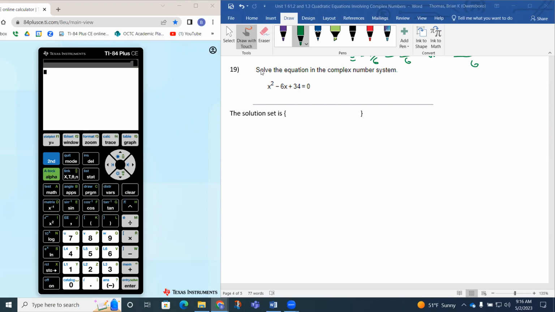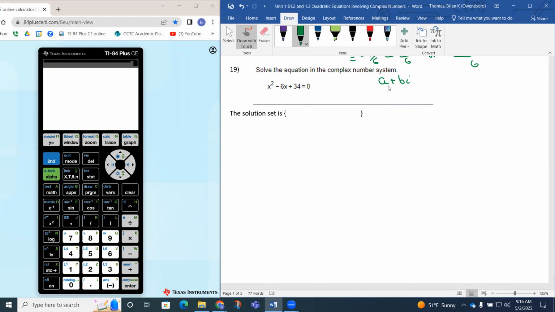So question 19, solve the equation in the complex number system. Since we're talking about the complex number system, we can have imaginary numbers. In other words, we may have answers that look like this, a plus bi. Remember, a complex number can be a real number, it can be a real number combined with an imaginary number, or it can just be an imaginary number.